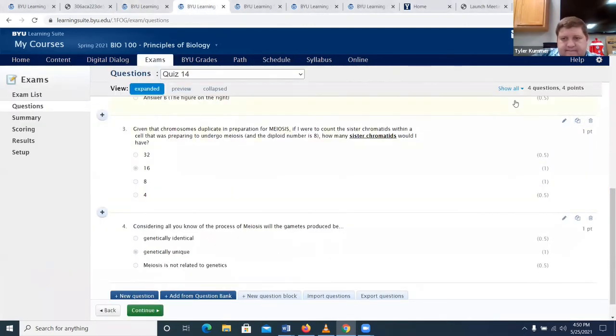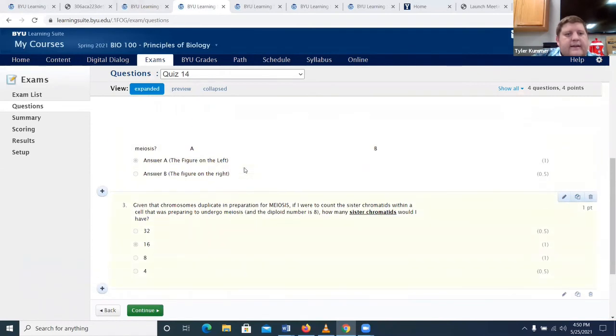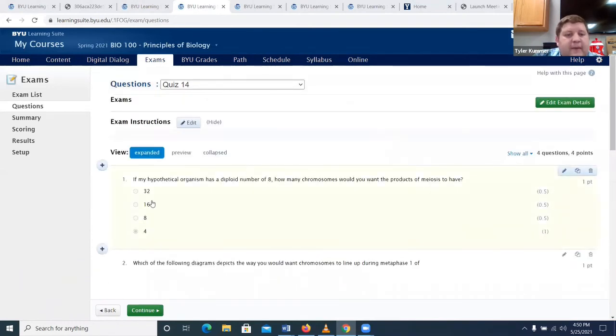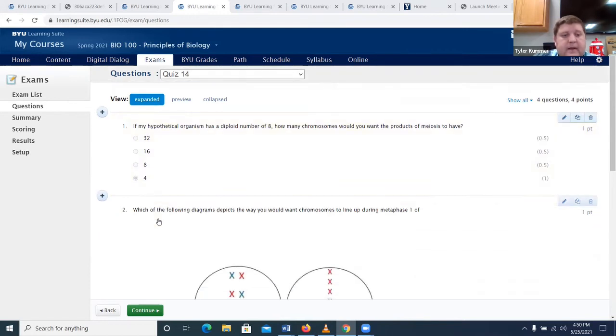Quiz 14. Question 1. If my hypothetical organism has a diploid number of 8, how many chromosomes would I want the products of meiosis to have? So we want to go from being diploid to haploid, right? So if we have a diploid number of 8, we want to get down to a haploid number of 4. We want to get half the chromosomes there.